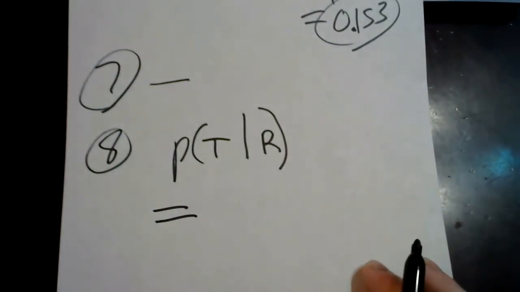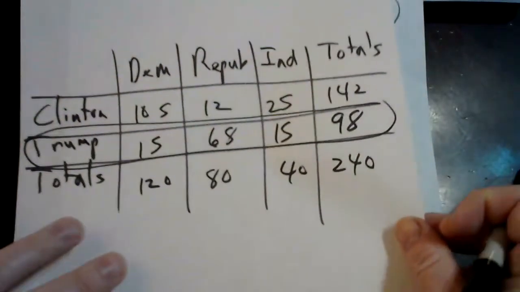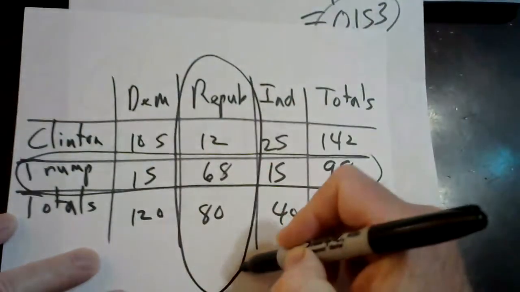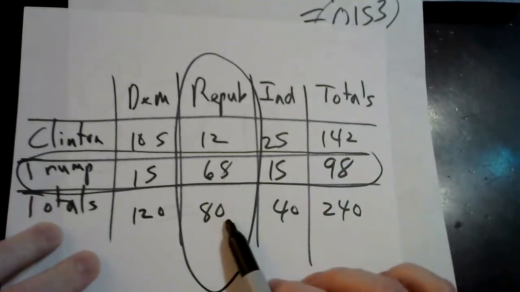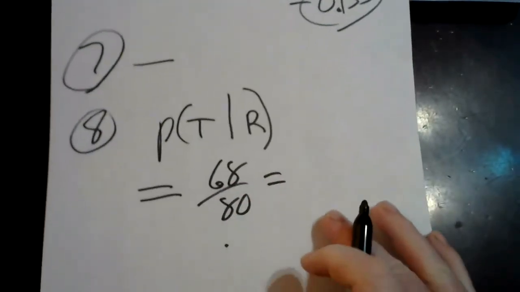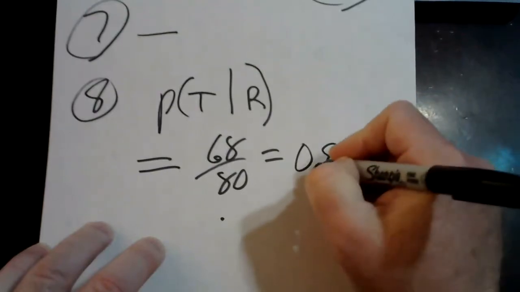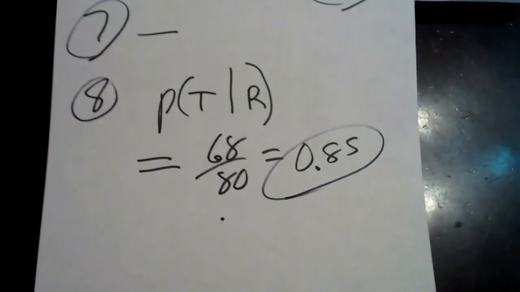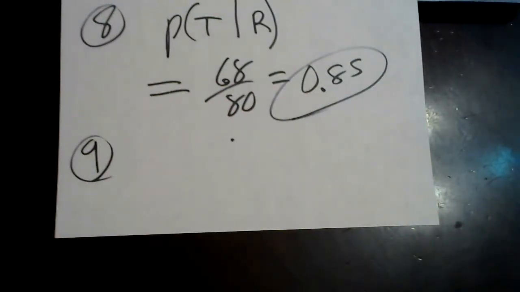So let's go back to that table. And once again, the given part is the only row or column that you want to focus on. So in this case, the given is that they were a Republican. So we'll circle that. Given that they were a Republican, what is the probability they preferred Trump? 68 out of 80. So you can use a conditional probability rule, but in the case of the tables, I think it's better if you do it the way I just showed you. 0.85. Let's do another one.